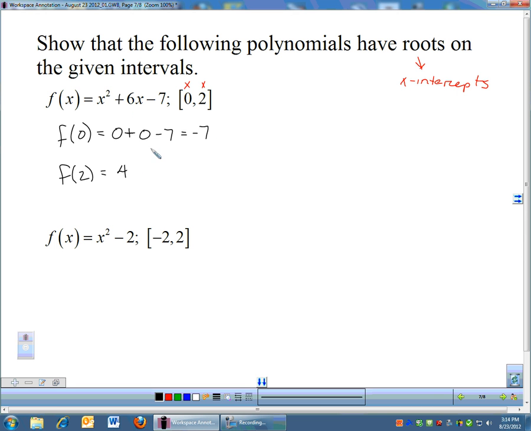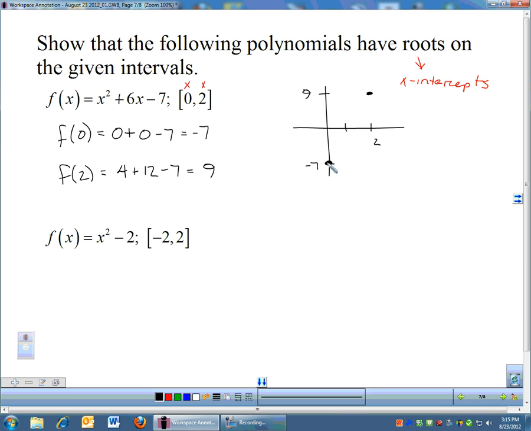Then if I plug in 2, I get 2 squared is 4, plus 6 times 2 is 12. Minus 7. 4 plus 12 is 16. Minus 7 is 9. So what I did is when I plugged in 0 for x, I got negative 7. So I'm down at negative 7 when I plugged in 0 for x. Then when I plugged in 2 for x, I was up here at 9. So my y-coordinate was 9 when I plugged in 2.